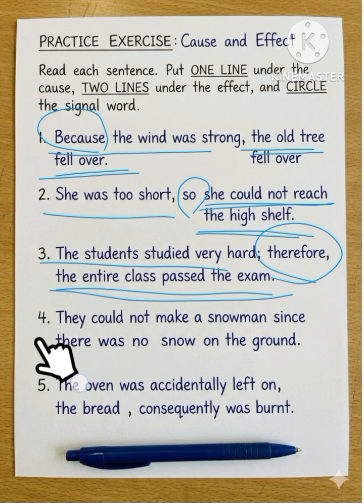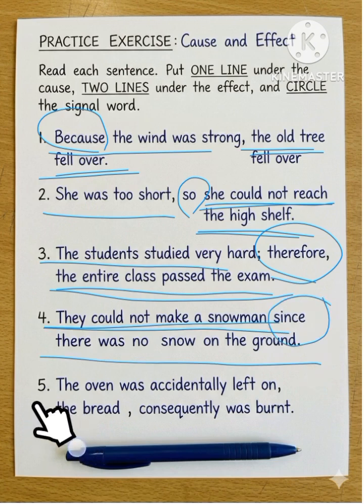Number 4. They could not make a snowman since there was no snow on the ground. What is the signal word? Yes, since. Does it tell us about the cause or the effect? Yes, about the cause. So since there was no snow on the ground is the cause. They could not make a snowman is the effect, and this is the signal word.